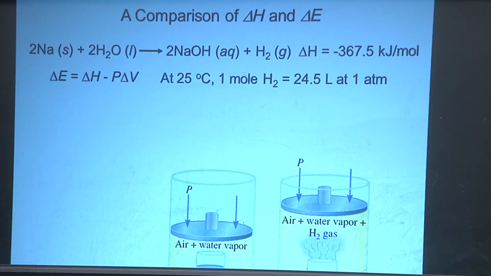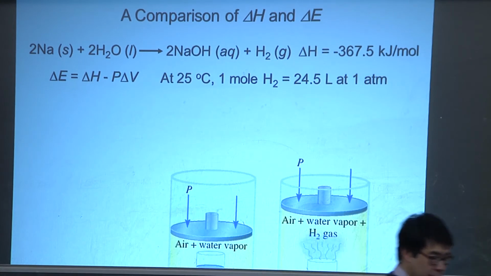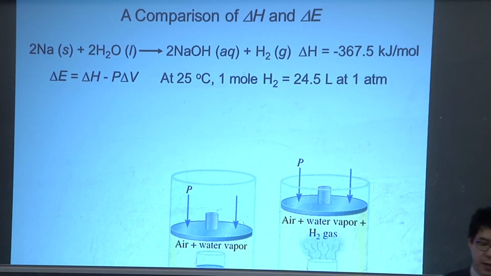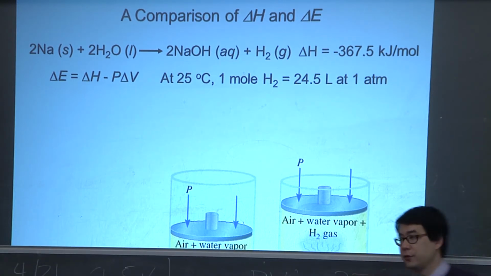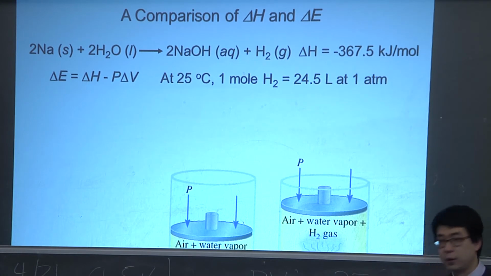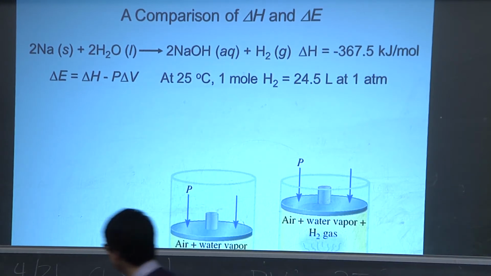So what does that mean? That means the difference between delta E and delta H is the work that's done, right? And what's the work done? The work done is negative P delta V. It depends on whether there's a change in volume. And what does the change in volume depend on? It depends on whether there's a change in moles of gas. So the delta N here is moles of gas, right? Because it's the gas law, right?